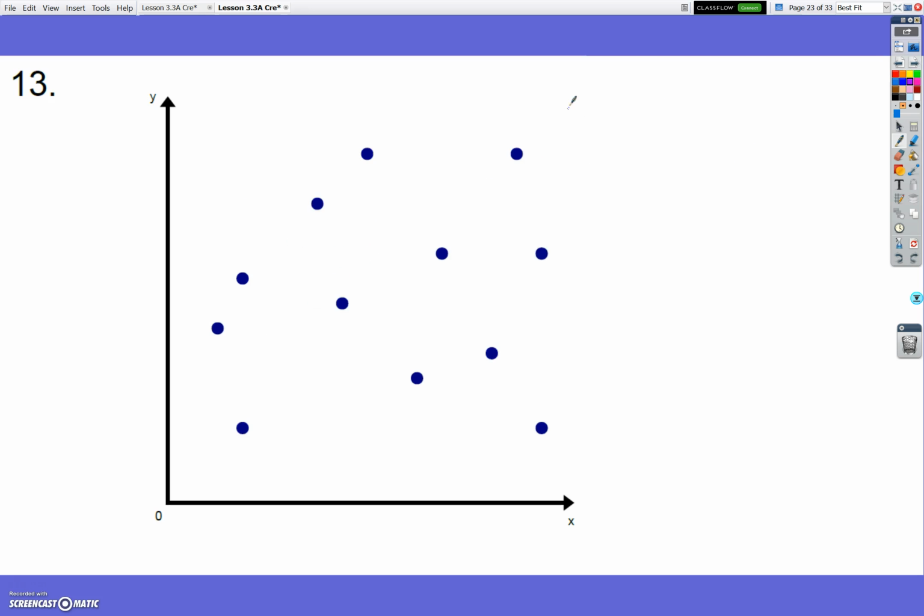All right, looking at the next one, there doesn't really tend to be any general trend. I wouldn't say these are going in an upward position. It's kind of just random points all over the graph, so I would say this has no apparent association.